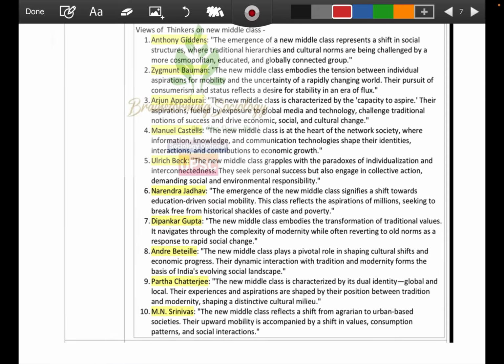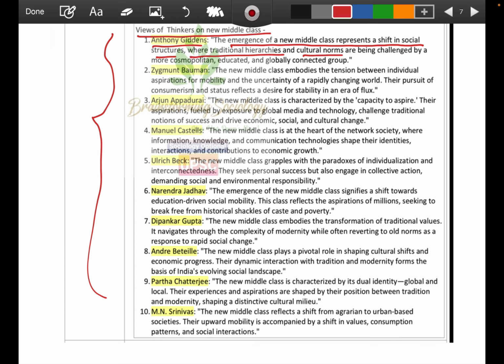Okay, again going with the more static points and the static notes we have developed, here it is mentioning more thinkers. Let's have an overall understanding of the other views of thinkers on the new middle class. Anthony Giddens talks about the emergence of a new middle class as a shift in social structures where traditional hierarchies and cultural norms are being challenged by more cosmopolitan, educated and globally connected groups. So this shows what shift has taken place.